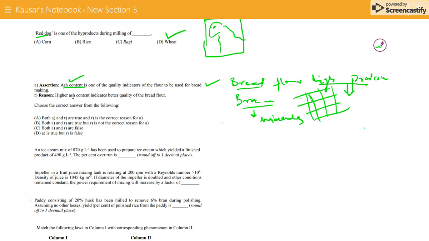Reason: higher ash content indicates better quality of the bread flour. This is wrong, because higher ash content will decrease the volume of the bread. So the reason is incorrect, and this is the correct answer.